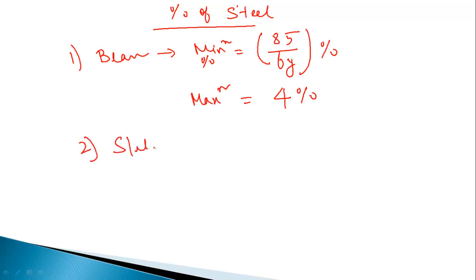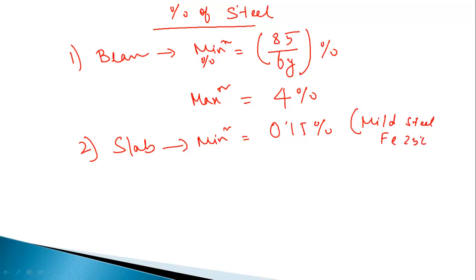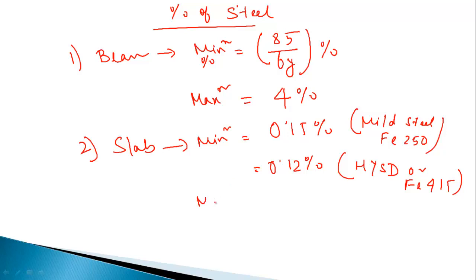Okay, for slab, minimum it's given as 0.15% if mild steel is used, that means Fe 250, or 0.12% if HYSD, high yield strength deformed bars, or Fe 415 is used. Okay, and maximum again it's the same as the beam, it's 4%.